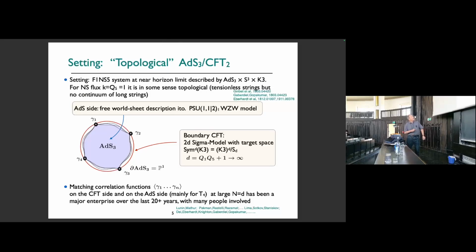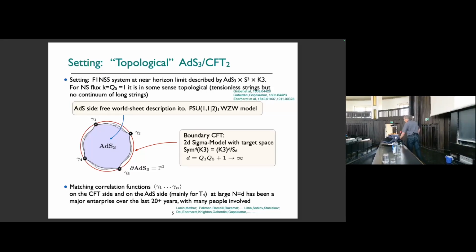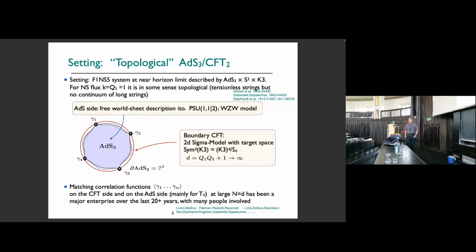And now one can also put some operators at the boundary, some twist fields, if you like, and one can form correlation functions. And the comparison of these correlation functions on both sides of this correspondence, namely in the bulk and in the boundary, has been a major work for the last 20 years or so. Many, many people have been involved. And the result is that these correlation functions really coincide on the nose, which provides more or less a proof of this AdS/CFT correspondence in this case.